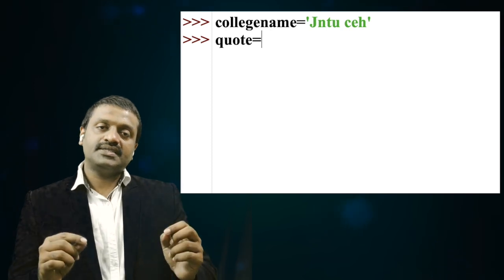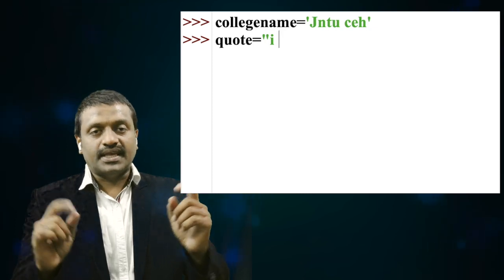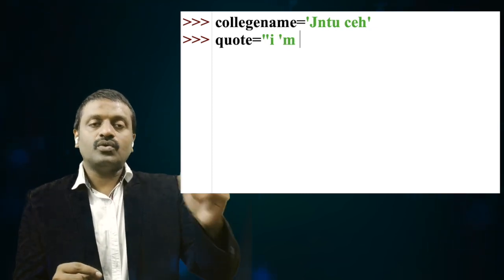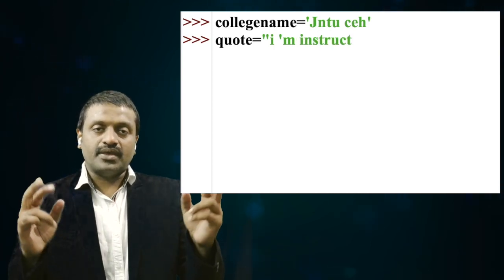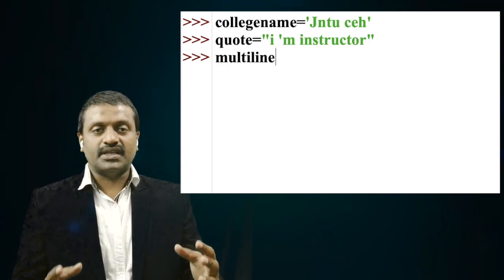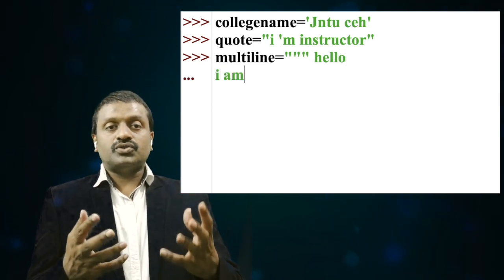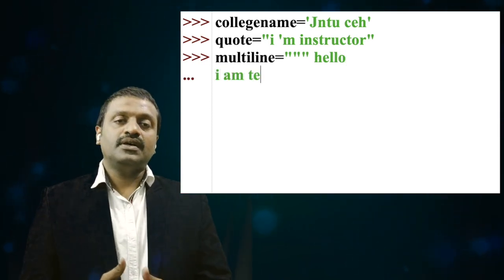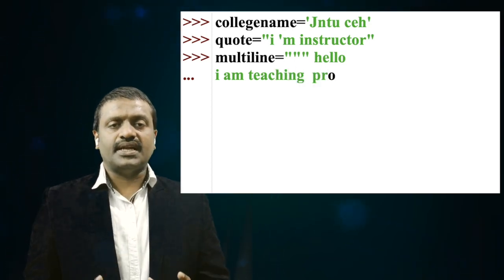Suppose your text is a single line, then we can make use of single quotes. If single quotes are part of the string, then we can make use of double quotes. If double quotes are part of your string, then we can make use of triple quotes. Even the triple quotes will help us store multiple lines of string text data. So in order to process this text data, we will prefer to use this string sequence.